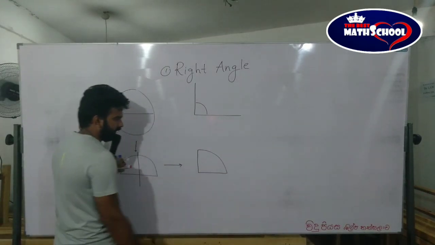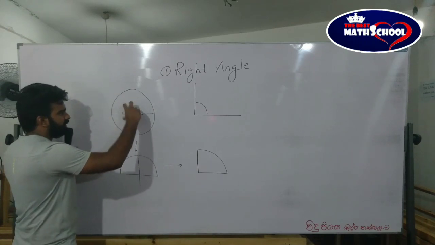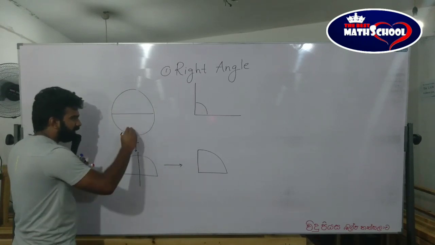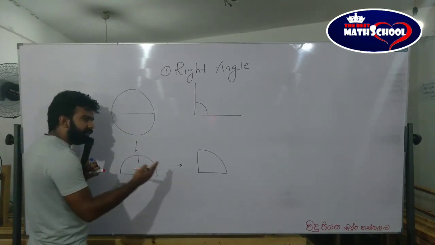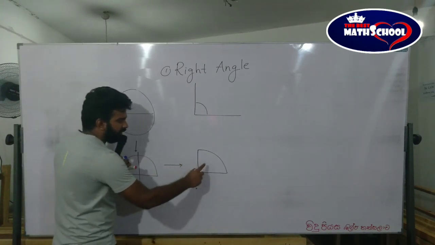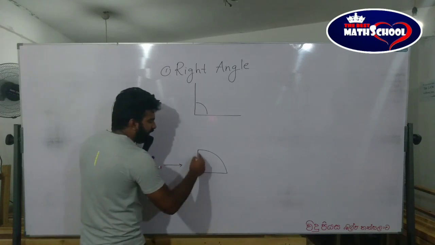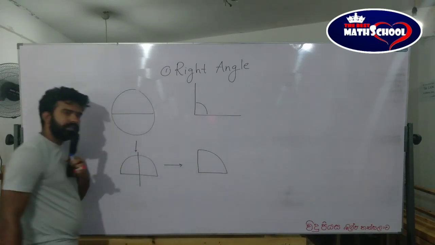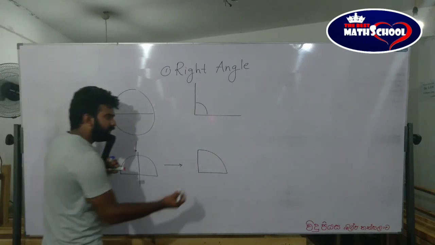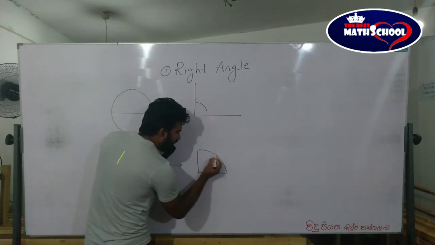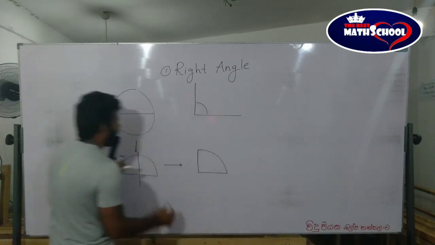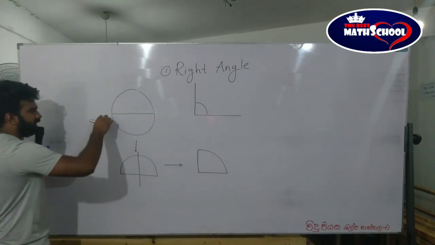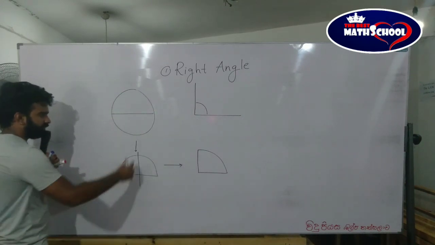We got a figure like this. That means we folded this into two equal parts first, and then this half circle I folded again into two equal parts. So finally I got a figure like this, right? So in this circle, this will be a curved line, okay? And when I was folding this, these were straight lines.